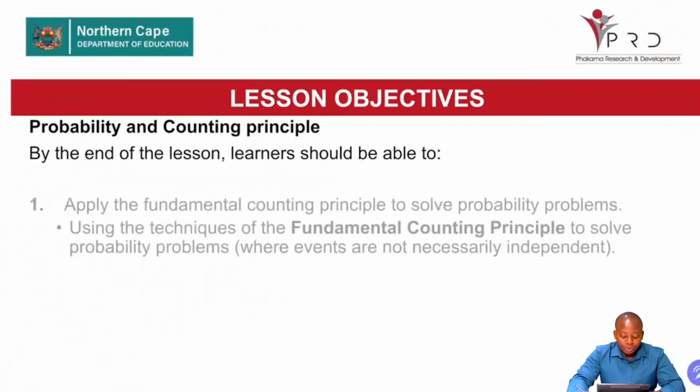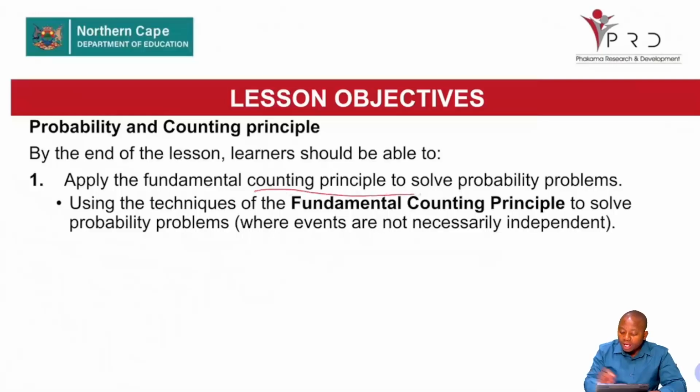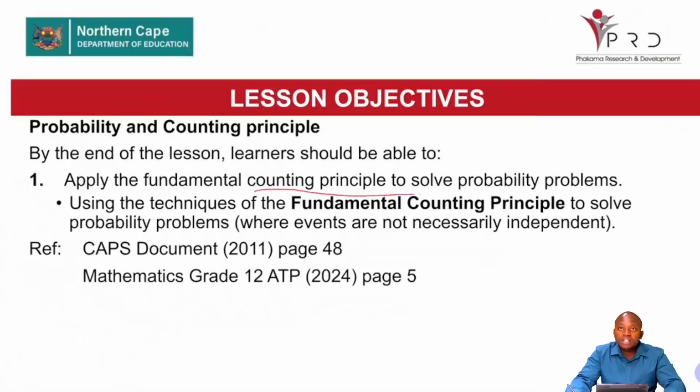And we should be able to do the following. We should be able to apply the fundamental counting principle to solve problems, using the techniques of fundamental counting principles to solve probabilities where events are not necessarily independent. That is to say, we just want to utilize the fundamentals of counting principles to solve probability problems, more especially where events are not necessarily independent. This information comes from our TechCrep document and our grade 12 ATP 2024.